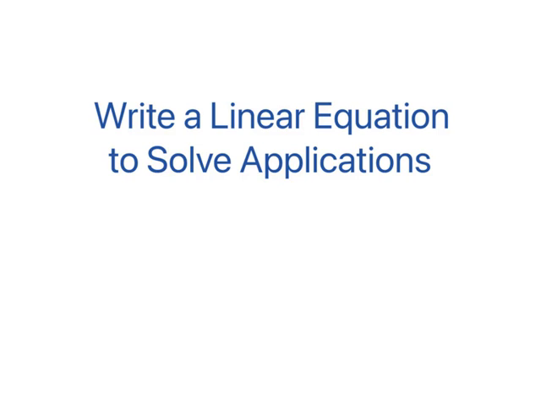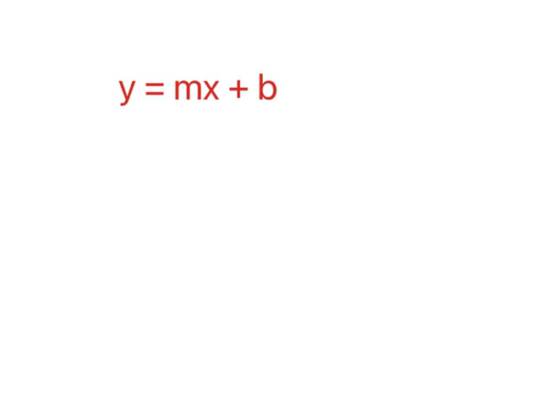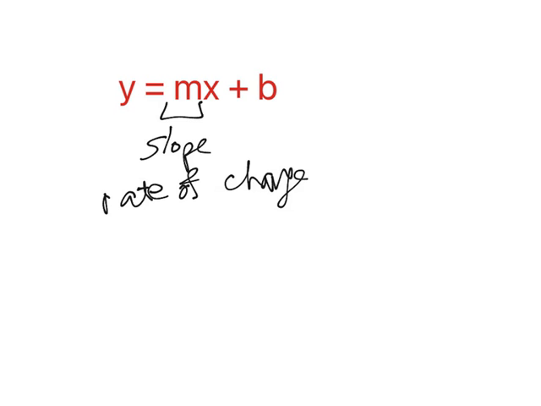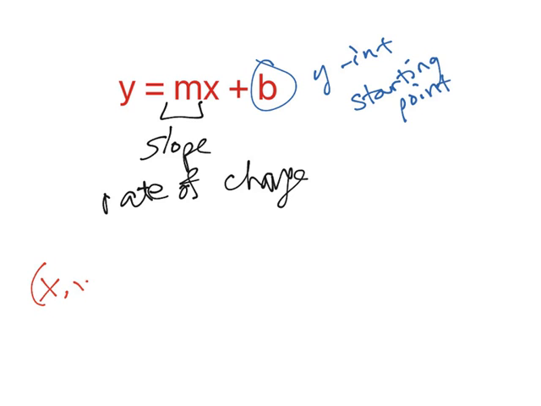Let's write a linear equation to solve applications. Now, our linear equation is generally y equals mx plus b, where m is the slope, right? We know that as the constant rate of change. Constant meaning same every time. And then b is the y-intercept, which is our starting point or the initial value. Remember that x and y represent all points on the line.